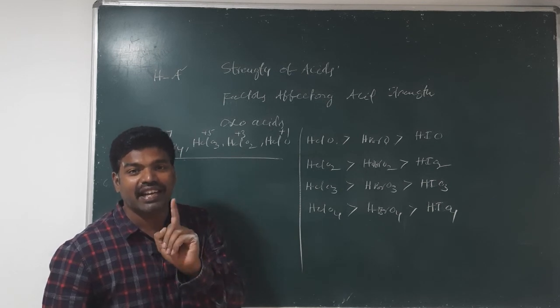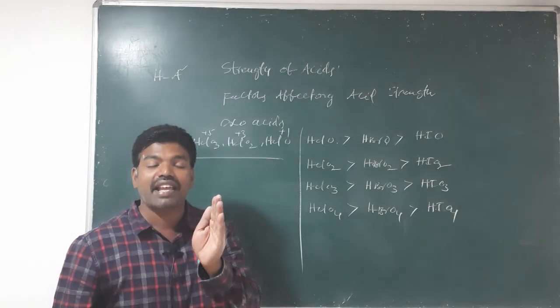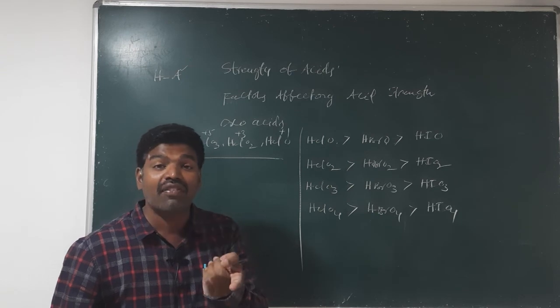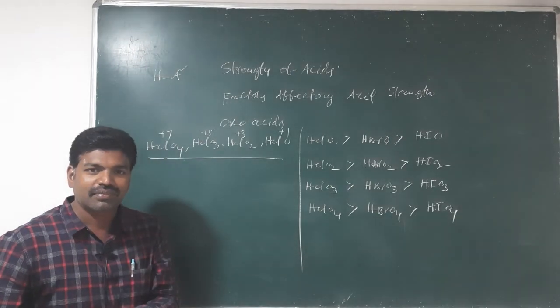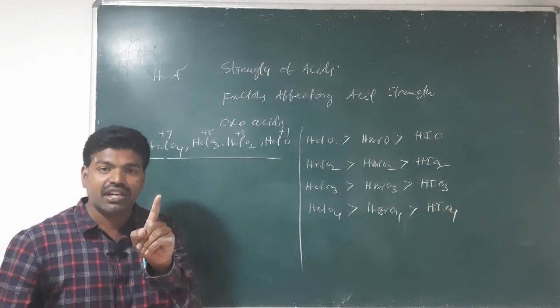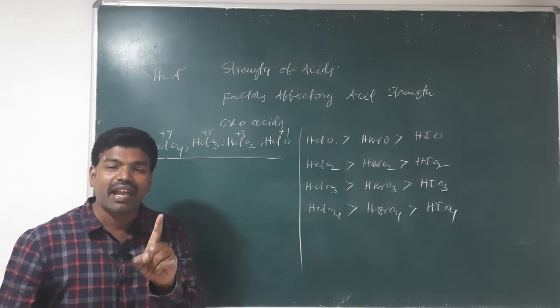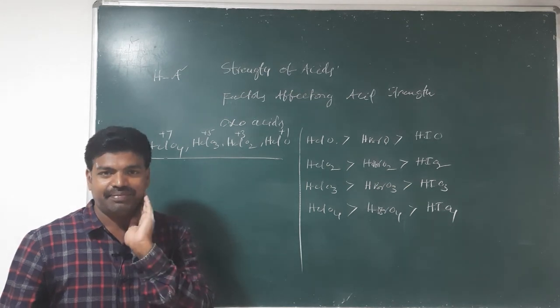But when we are comparing the oxy acids of the same group, you should consider the electronegativity of the central atom. The oxo acid in which the central atom has the highest electronegativity is the strongest oxo acid. But when we are comparing the oxo acids of the same element, you should calculate the oxidation state of the central atom. So, the oxo acid in which the central atom has the highest oxidation state is the strongest acid.